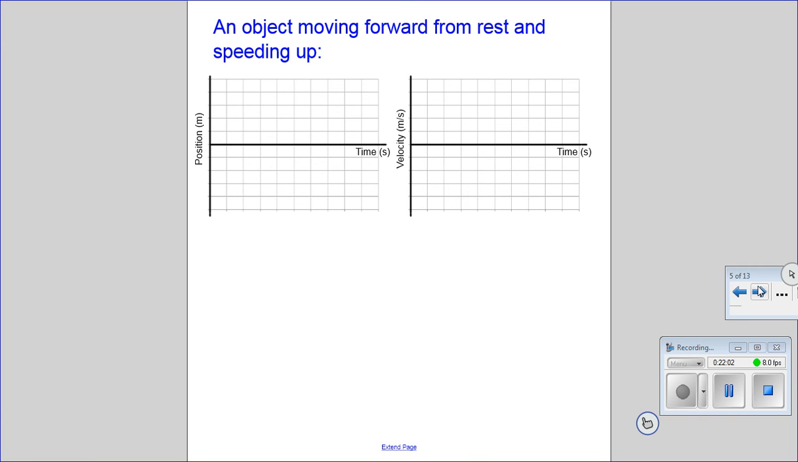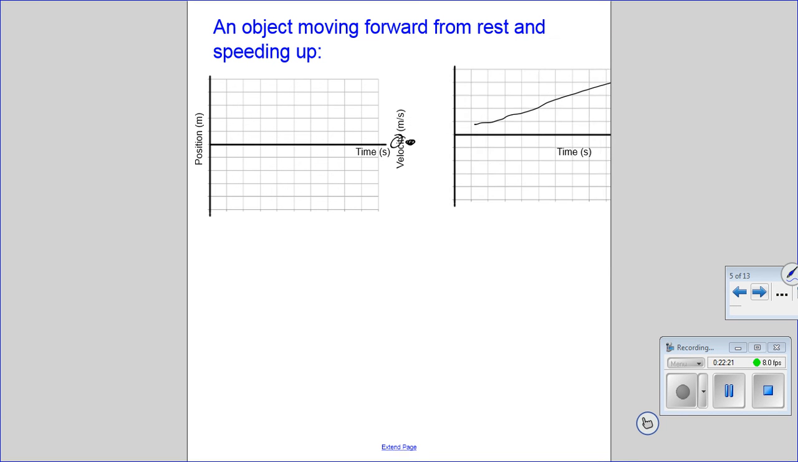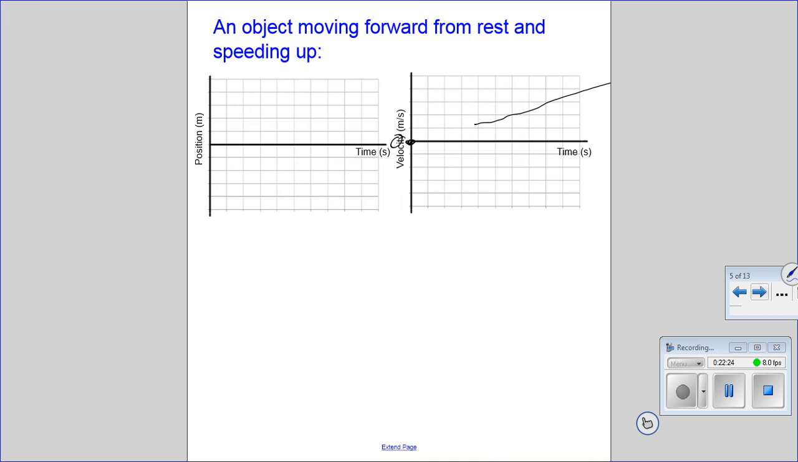An object moving forward from rest and speeding up. Our velocity started at 0, and then at the end of 10 seconds, the velocity was 2, right? Oh, I don't know what just happened there. That was weird. Seriously? Why does technology hate me today? There we go. All right, so our velocity started at 0. Eventually it became 2. What I'm most worried about here is the shapes of the graphs.